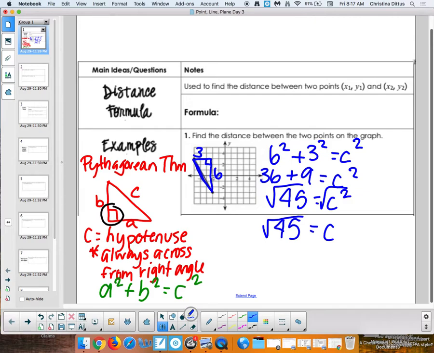Now I see some calculators out. Do you guys know what the square root button is on your calculator? Yeah. Type in square root of 45 and tell me what we get. Give me one decimal spot.